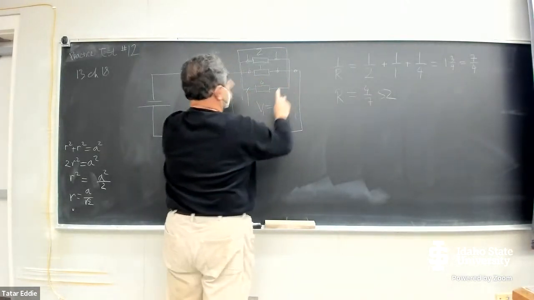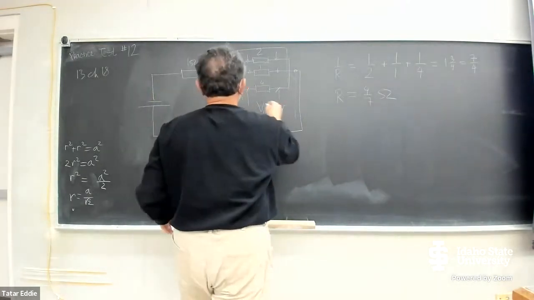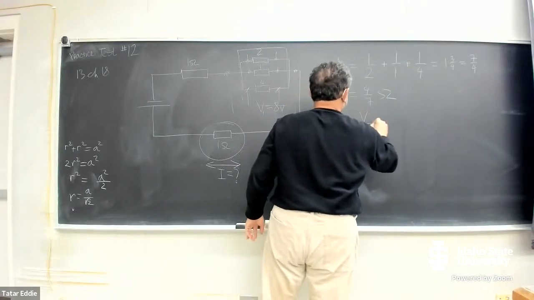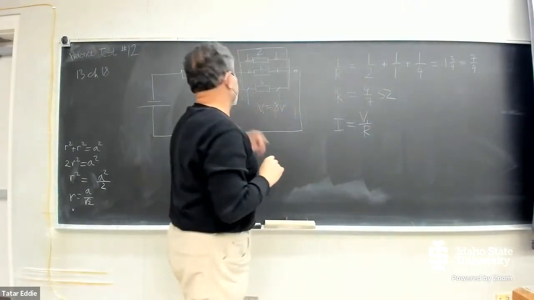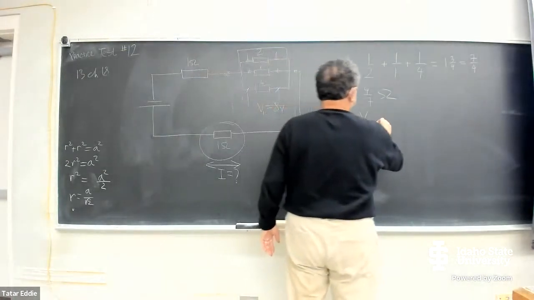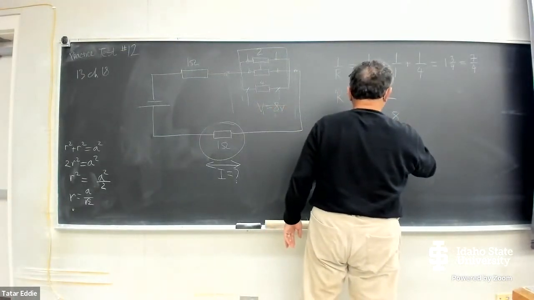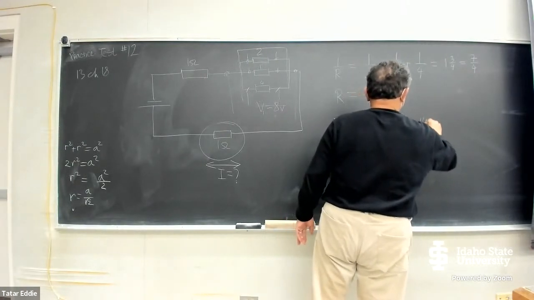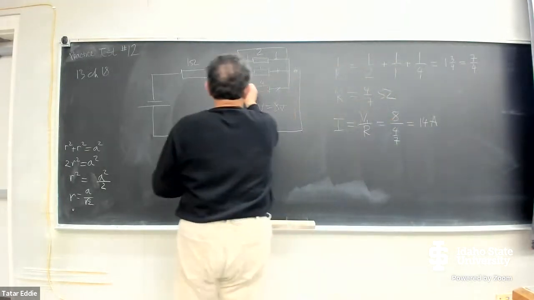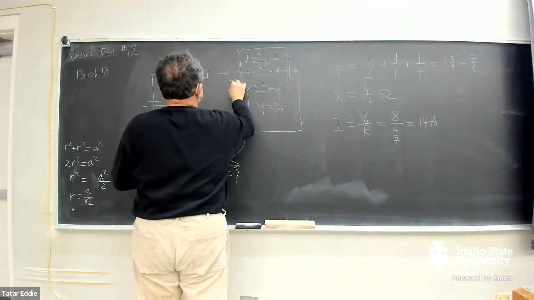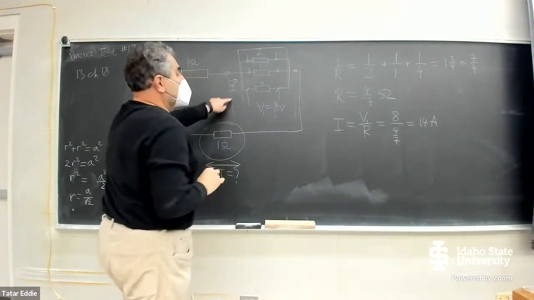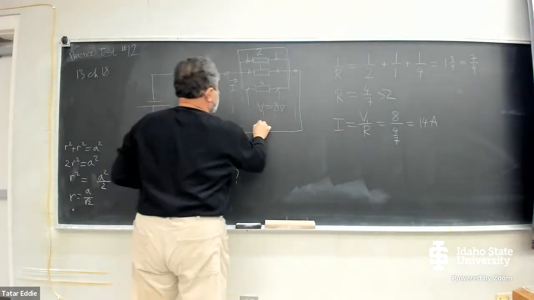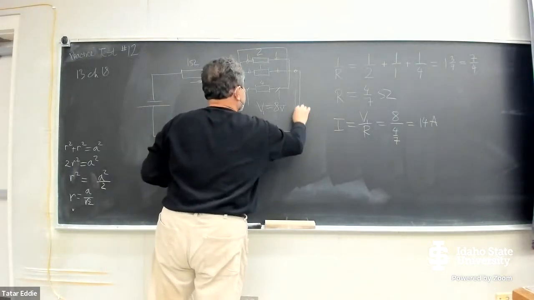Voltage across that resistor is 8. The current that flows in that combination is going to be voltage divided by resistance. Voltage, we called it V1, but doesn't matter. So it is 8 divided by 4/7, which is 14 amperes. So the current that enters this combination is 14, but it is the same current here and here, right? It is the same current.